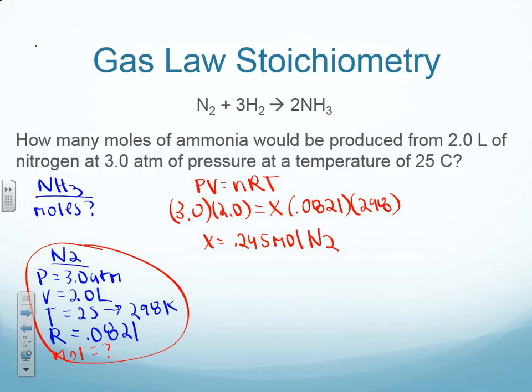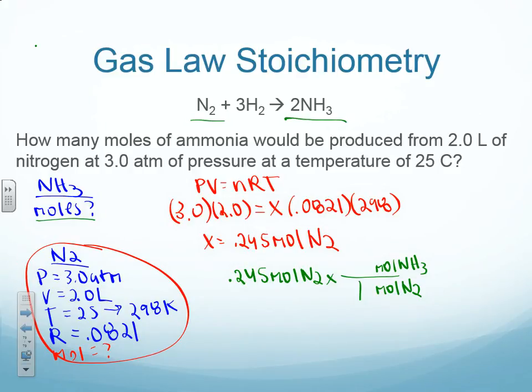Let's switch colors here. So now that I have moles of nitrogen, I can go ahead and solve for moles of ammonia. So that's just going to be one step, so we just go moles to moles. Okay, ratio of coefficients. All right, coefficient for nitrogen is 1. Coefficient for ammonia is 2. That would be 0.49 moles of ammonia. And that is it.